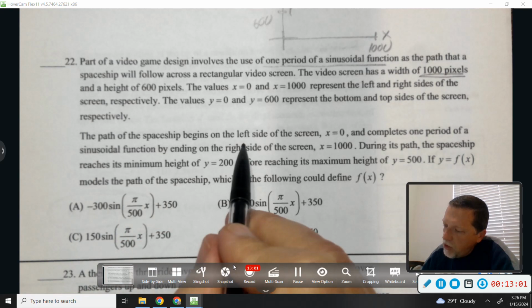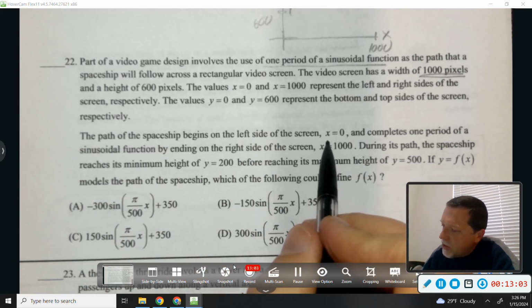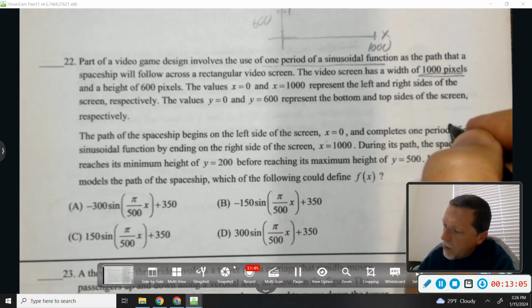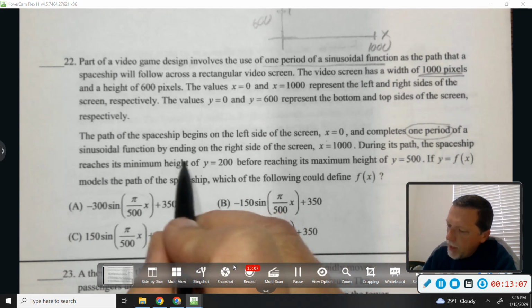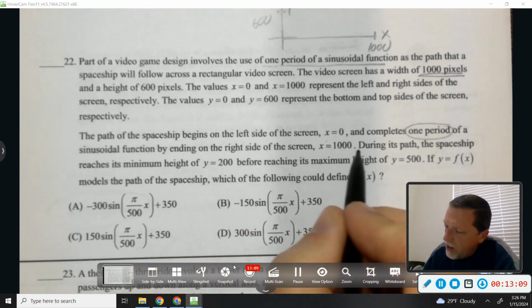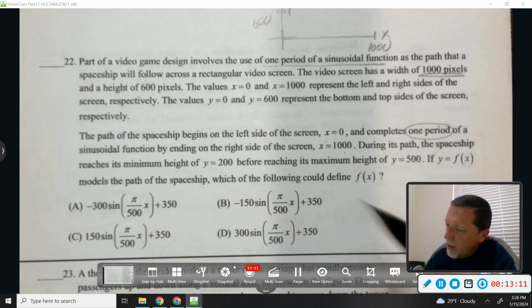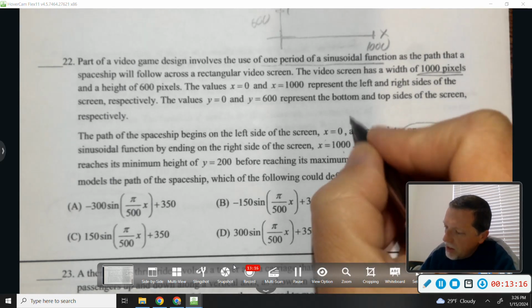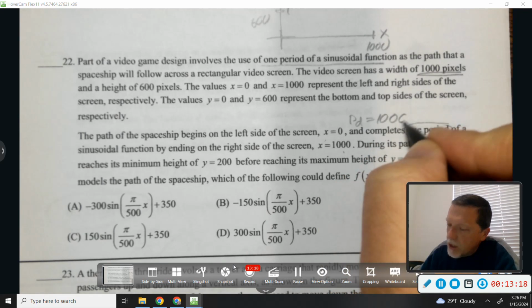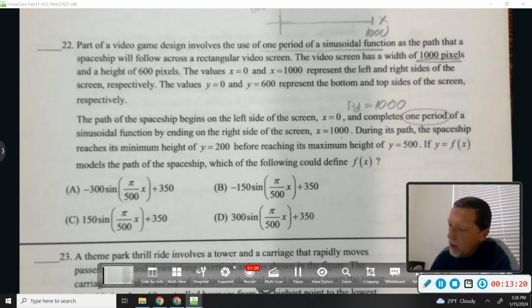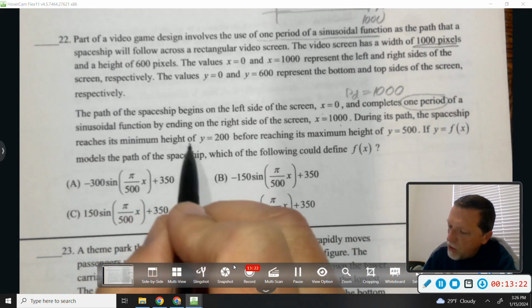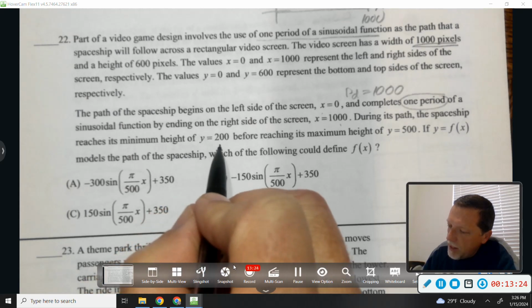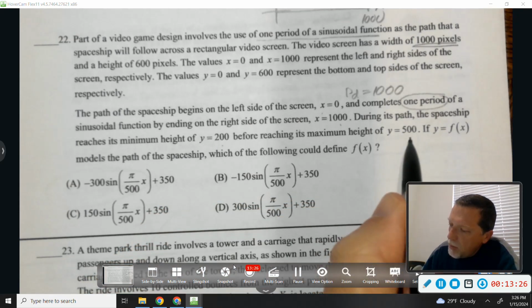The path of the spaceship begins on the left side of the screen at x equals 0, completes one period by ending on the right side of the screen at x equals 1,000. So I think it just told me that my period is 1,000. It's a long and complicated way to say that. During its path, the spaceship reaches a minimum height of 200, a maximum height of 500.